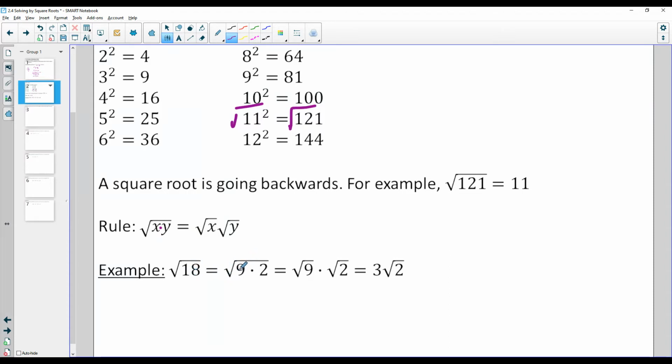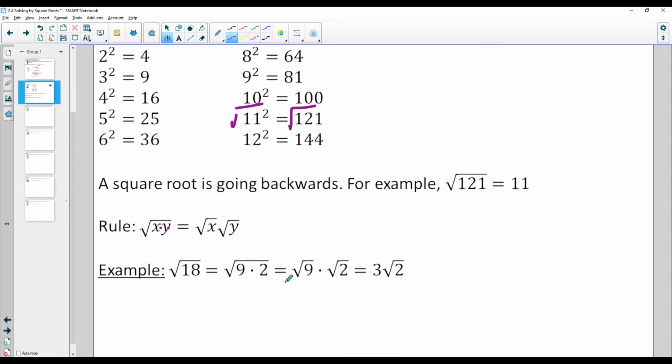is the same thing as 9 times 2, right? 9 times 2 is 18. And then we can use this rule right here. If we have x times y, this time it's 9 times 2, we can split that up into the square root of 9 times the square root of 2, just like this rule says. And then we know that the square root of 9 is 3, since 3 squared is 9. And then that square root of 2 just stays there because the square root of 2 is nothing nice, and it can't split up any further.